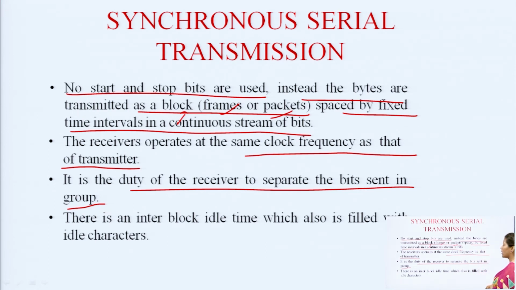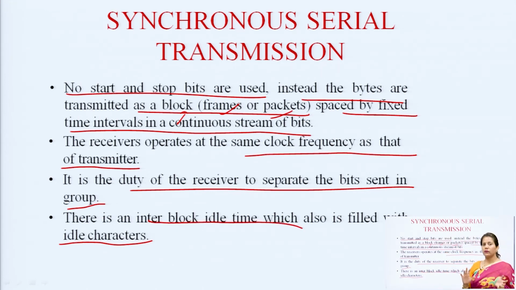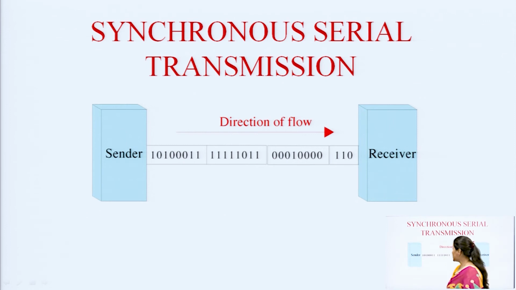There is an inter-block idle time which also is filled with idle characters. So, between the different blocks there is some idle time and this is also occupied using idle characters. This is the look of transmission. Here you can see different bytes are being sent and they are contained within the blocks. So, this is quite simple transmission, since there are no start and stop bits. Also there is no gap between the different bytes, and we can see the direction of flow from sender to receiver.